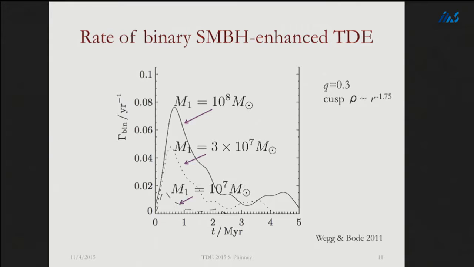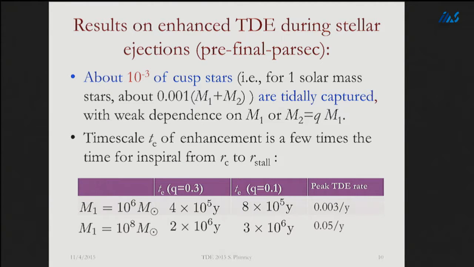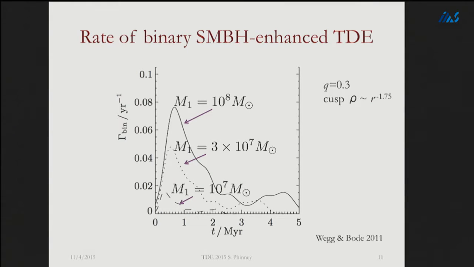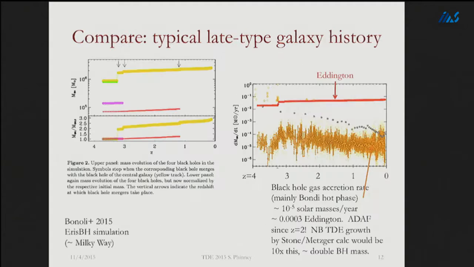So this again just shows graphically the rate for 10^8, 3×10^7, 10^7, to show how the rate drops. And the rate is dropping basically because the mass of stars being captured is scaling with the mass of the black hole, so that's why the rate drops, and also the time scale changes a little bit as well. And so you can see that typically we're getting rates of order 1 every 10 years to 1 every 100 years over a time scale of a few million years for the Bahcall-Wolf type cusps.